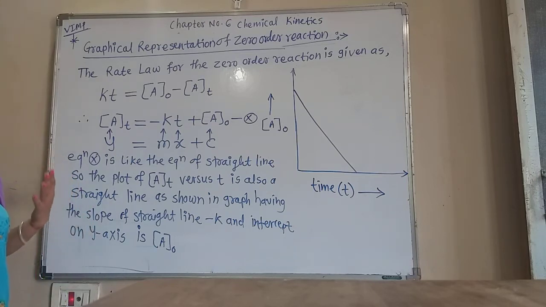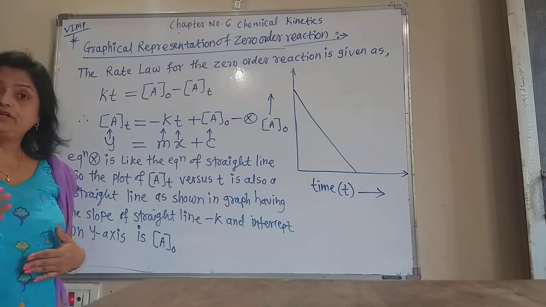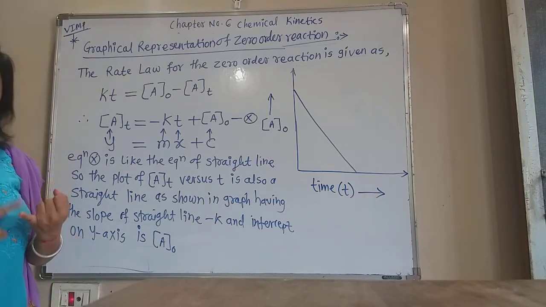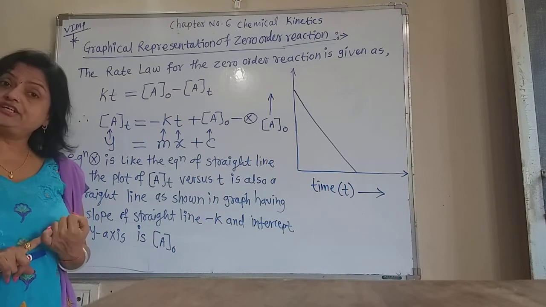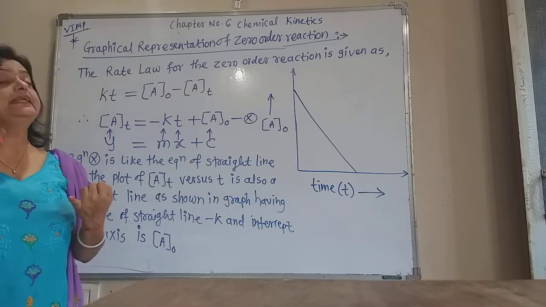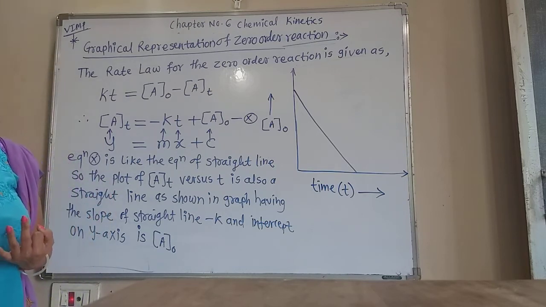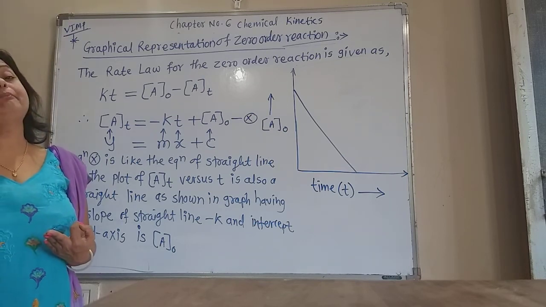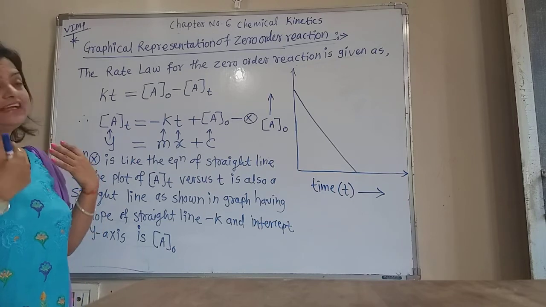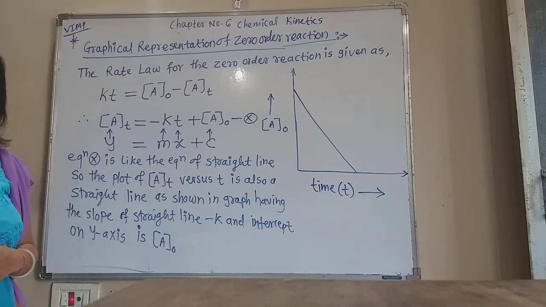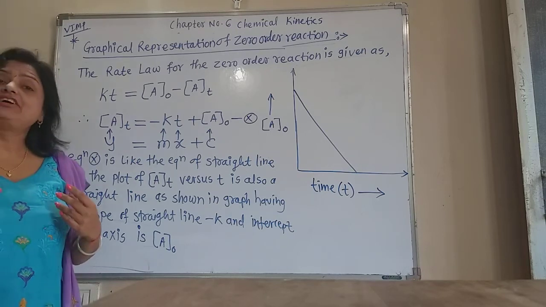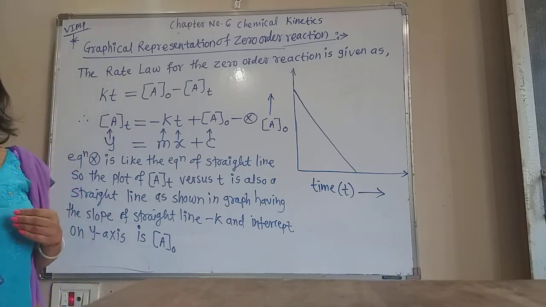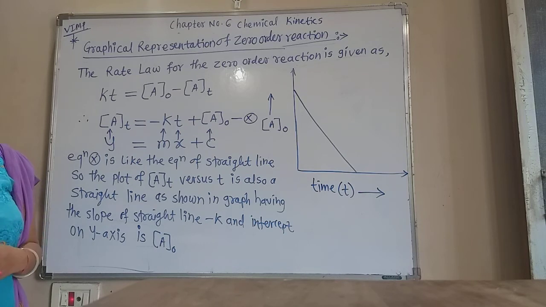Now in this way we completed zero order reaction. First we saw the definition of zero order reaction, then examples of zero order reaction, then the integrated rate law of zero order reaction, then the half-life period of zero order reaction, and graphical representation of zero order reaction, and the examples of the zero order. This topic is very important from the point of view of the board examination.